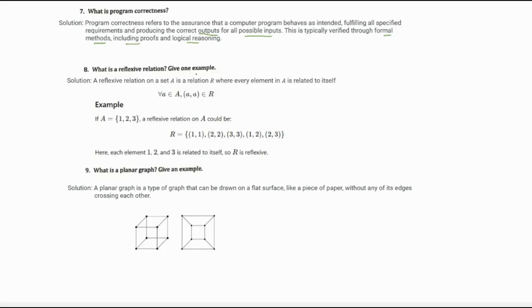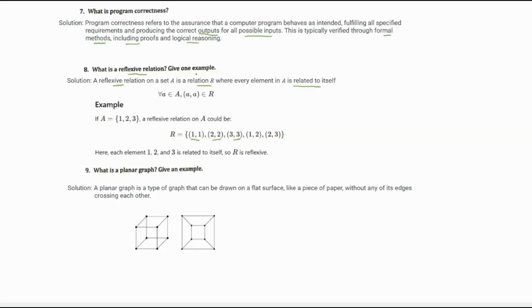Then moving with the next one, reflexive relation. What is reflexive relation? A relation is said to be reflexive if it is having (a, a) belongs to R. That means if a is 1, 2, 3, for the reflexive relation, we can write (1, 1). The element should be related to itself. That is, 1 will be related to 1, 2 will be related to 2, 3 will be related to 3. Therefore, 1, 2, 3 is related to itself. So it is called reflexive.